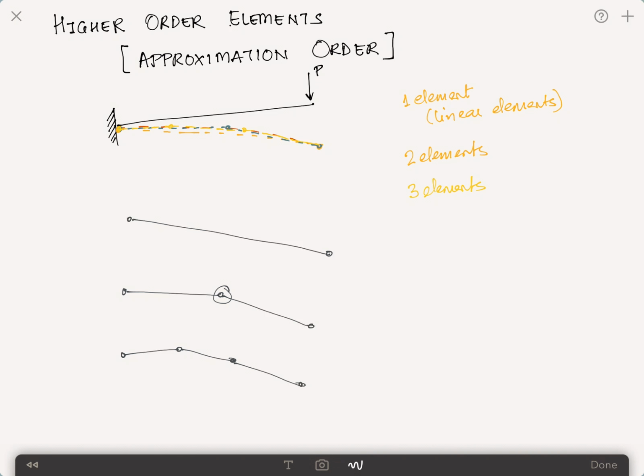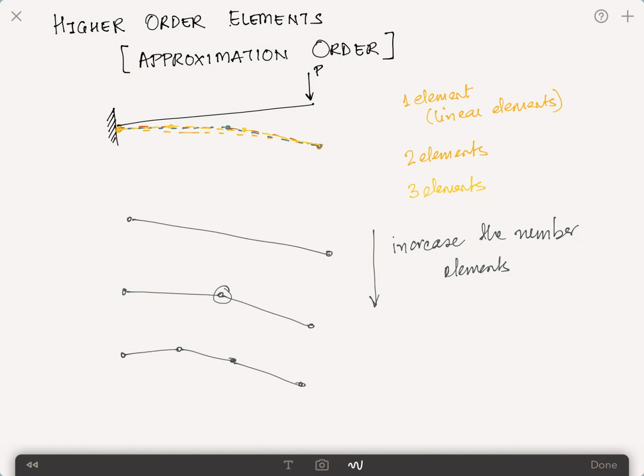If I keep increasing the number of elements so that I can get closer and closer to the solution, that is called refinement of the mesh. That means I am increasing the number of elements so that I can get closer to the exact solution by reducing the error to a minimum. And this is one of the ways of getting convergence. That means we want to get to the exact solution in a certain way. So this is one of the ways of getting a better solution.